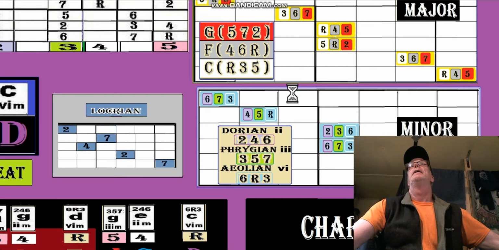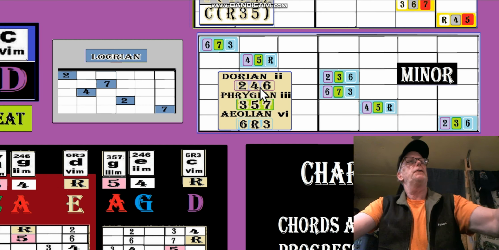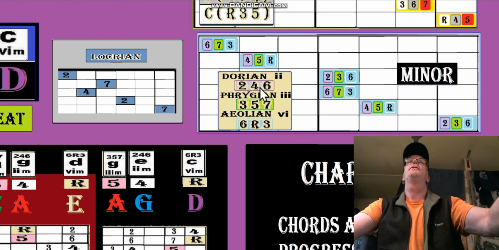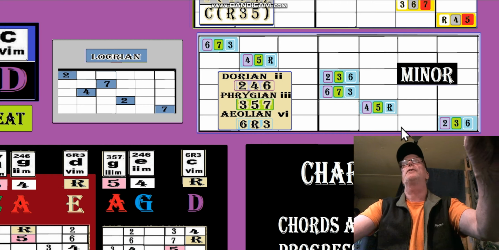Now let's look at the minors. Same exact concept. Dorian minors are 2, 4, 6. Here's the regular scale we're working in. Dorian's 2, 4, 6, 2, 4, 6, 2, 4, 6. Phrygians 3, 5, 7, 3, 5, 7, 3, 5, 7. And Aeolian 6, R, 3, 6, R, 3, 6, R, 3.